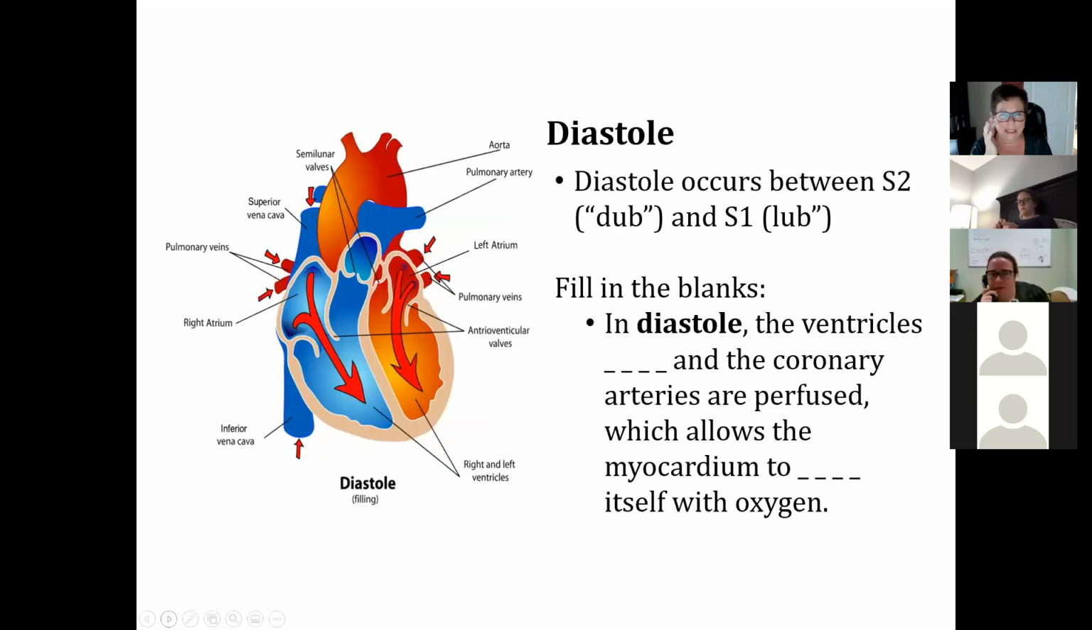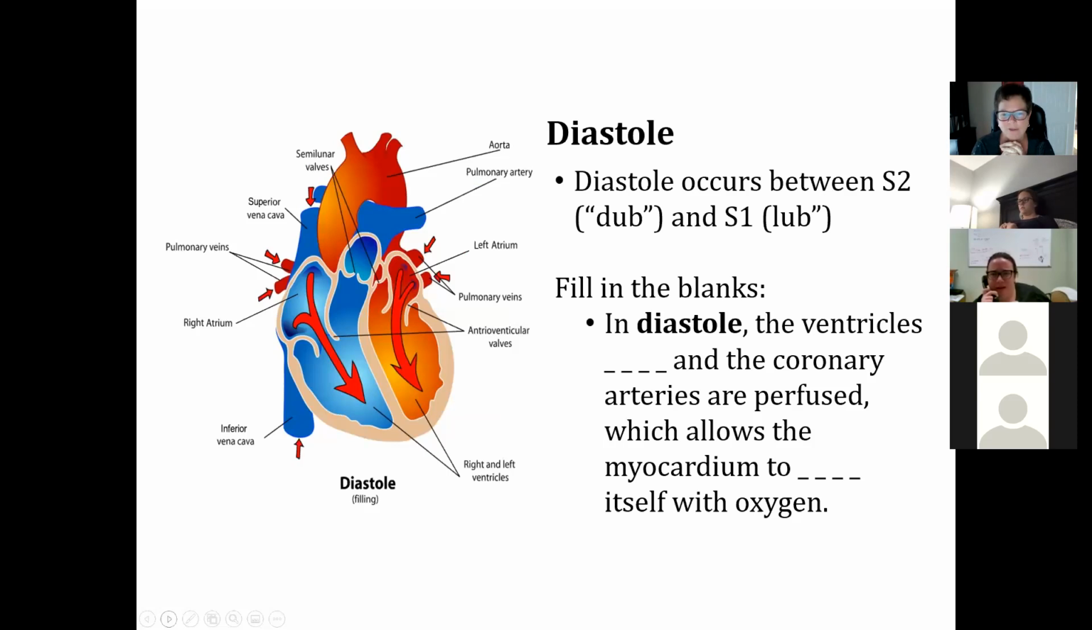So diastole occurs between S2 and the next S1. It is the longer portion of our cardiac cycle, accounting for about 2/3 of it. And I always say there are two four-letter F words that happen in diastole, and I'm allowed to say them in a recorded session. So when you think about diastole, what happens to the ventricles and what happens to the myocardium?